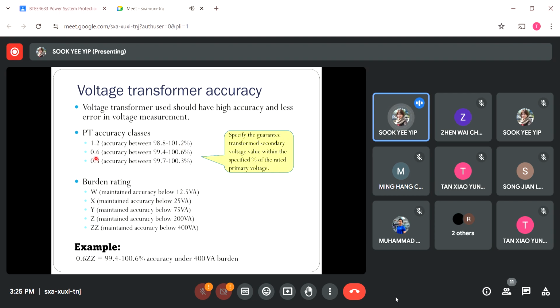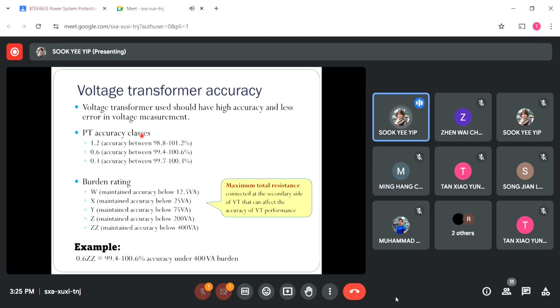For the next one, let's say I choose the one with 0.6. You can see the accuracy it gives us is from 99.4 up to 100.6%. And the last one, 0.3, gives us an accuracy range from 99.7 up to 100.3%. So that is what we have as the accuracy class.